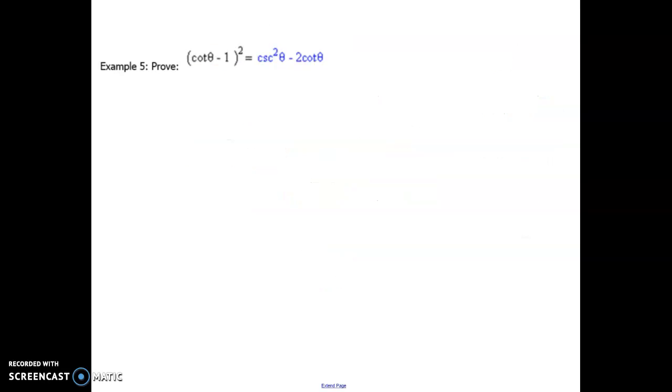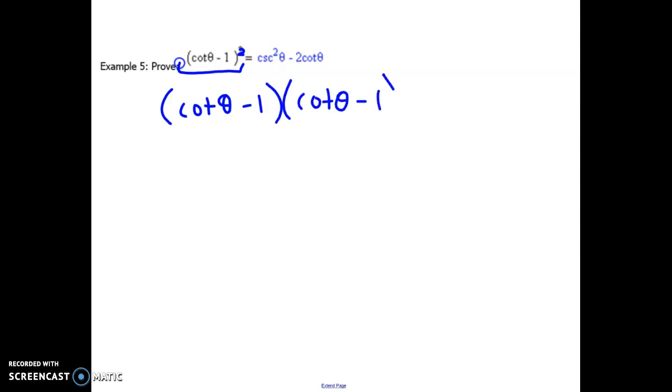Okay, so here for our next proof, cotan theta minus 1 squared equals cosecant squared theta minus 2 cotan theta. I am going to start with this side, and it does not look familiar yet on our identities. But when something is squared, like let's say you had x minus 2 squared, what would you do to expand that? Right, you'd go x minus 2 times x minus 2 and you'd FOIL it. Same thing here. So actually, whenever you see that something is squared on the outside of a bracket like that, you can say that this is cotan minus 1 times cotan minus 1.